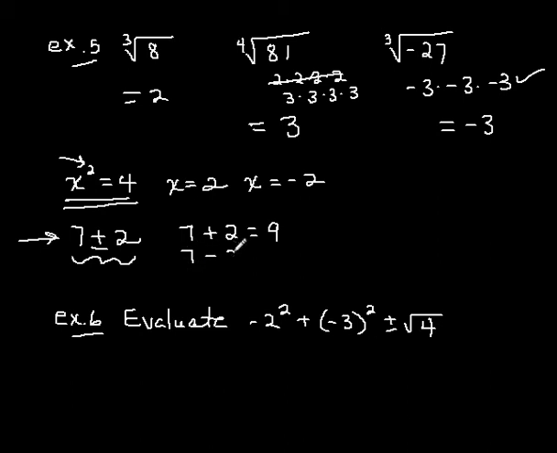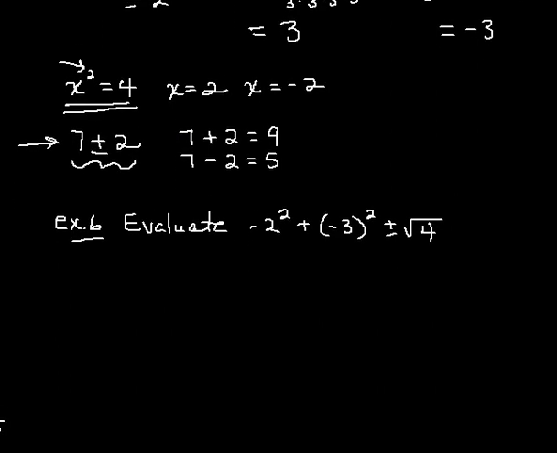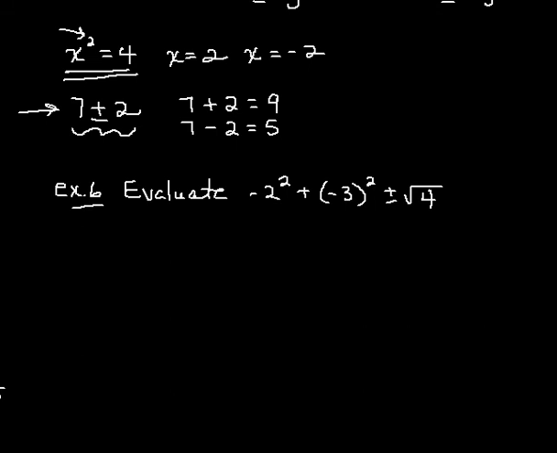7 minus 2 gives you 5. So when you have plus or minus, it means you're going to do the number plus the second number, and the number minus the second number. So this is just all preparation for future work with radicals. So let's do this last problem.